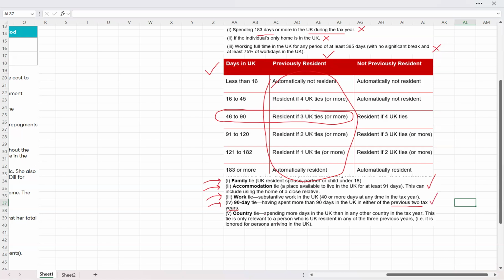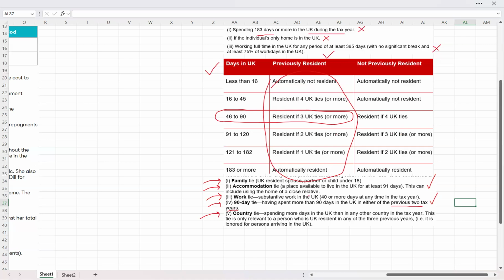Let's see the country tie: spending more days in the UK than in any other country. This does not apply because Dill spent around 305 days overseas, so Dill did not spend more days in the UK than in any other country. I hope this is clear. We see that Dill requires 3 ties. However, Dill only has 2 ties: the accommodation, as Dill has a house in the UK, and Dill has spent more than 90 days in the UK for the previous 2 tax years.